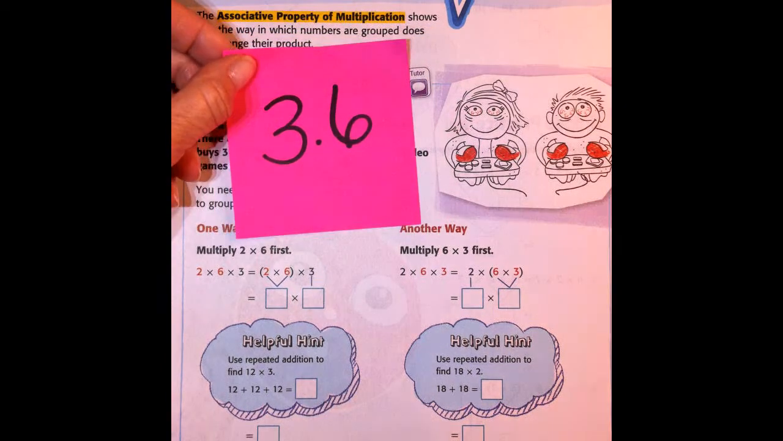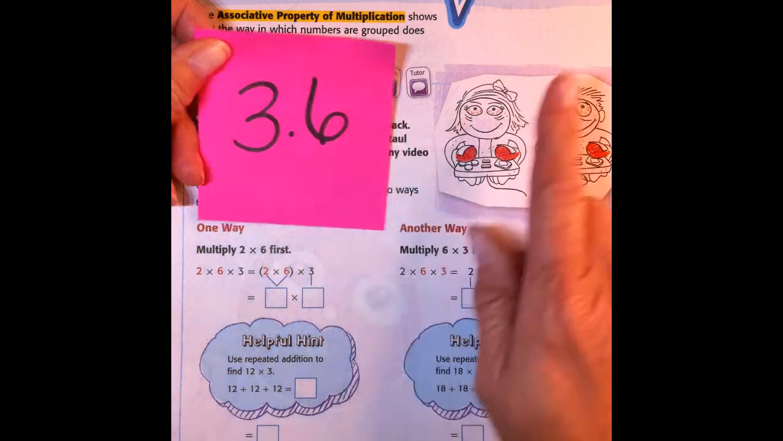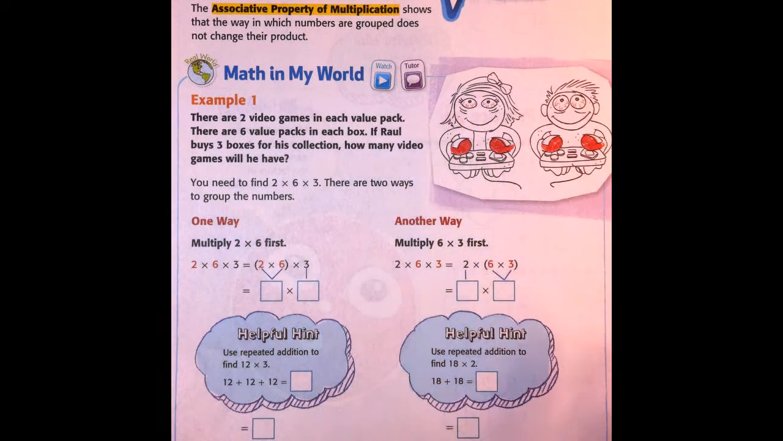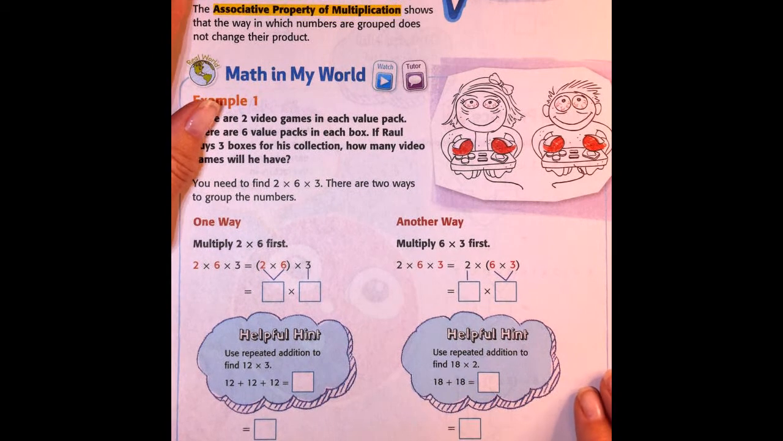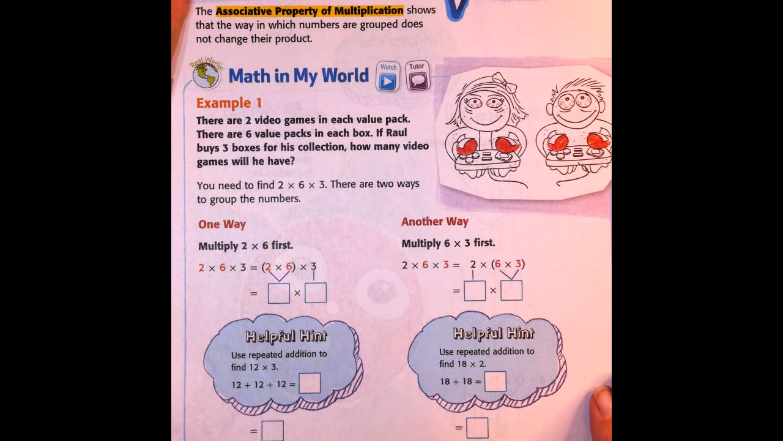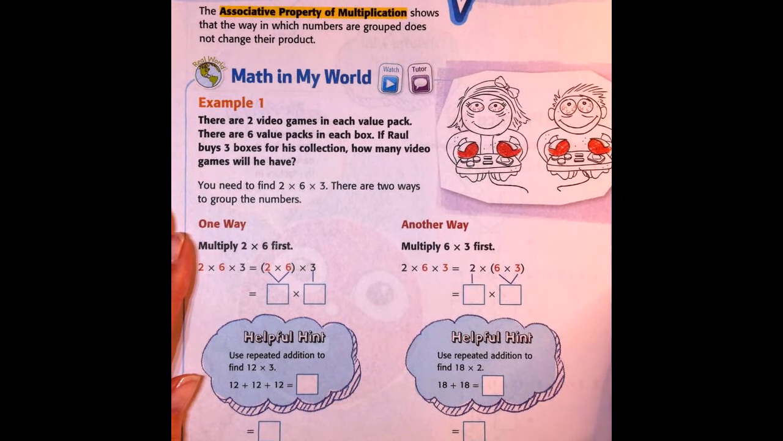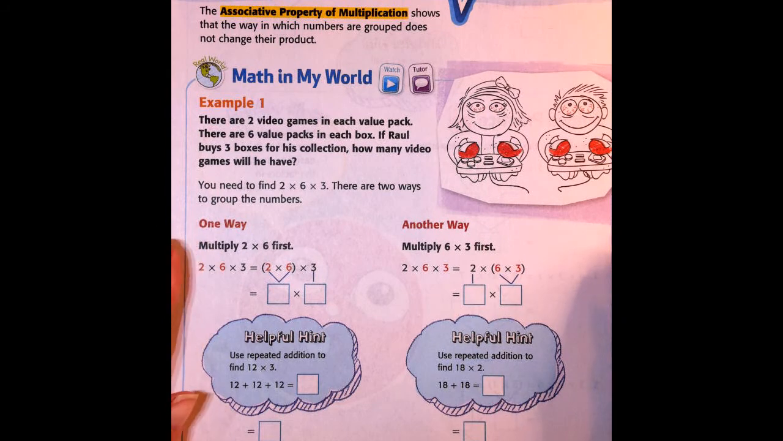Hello, we're going to be looking at lesson 3.6 today, chapter 3, lesson 6. And we're going to continue talking about the associative property of multiplication. And that is a rule that we're going to follow, but it's going to make things a little bit easier for us when we're trying to use multiple numbers to multiply.